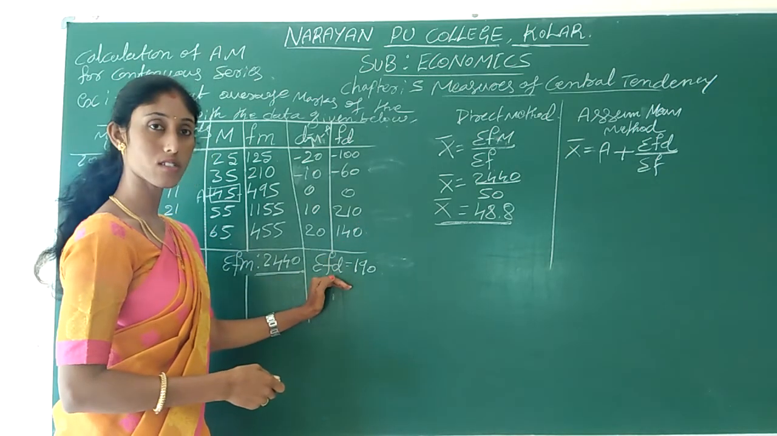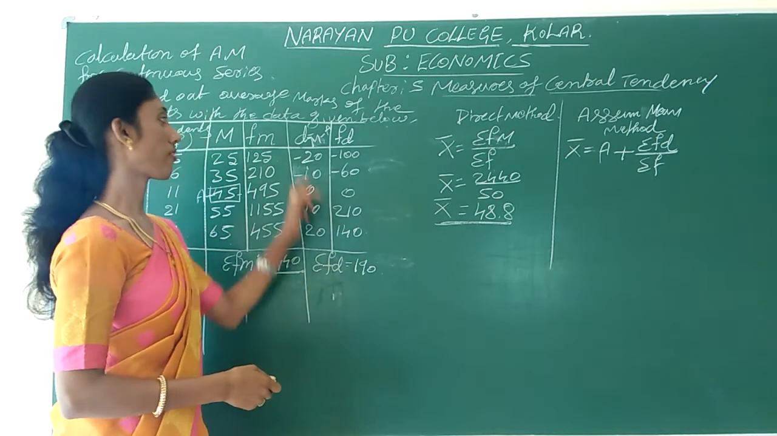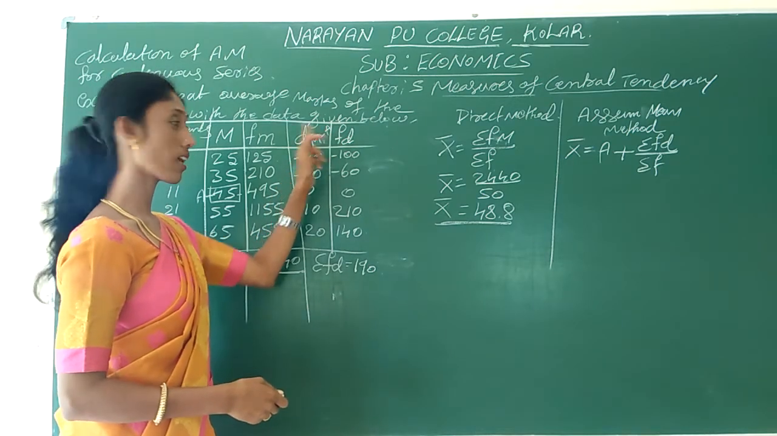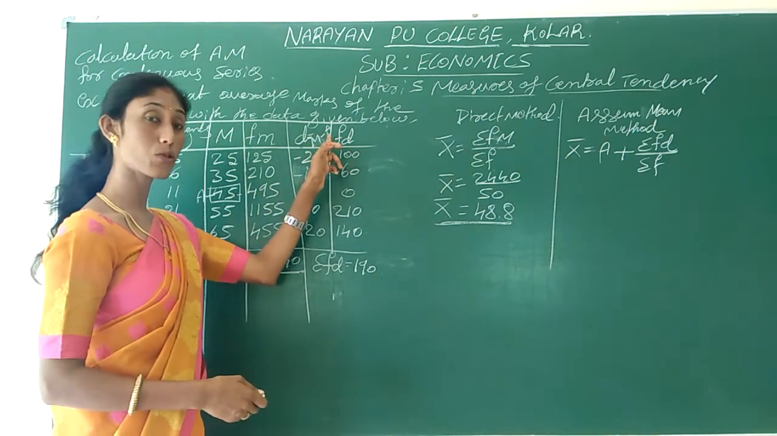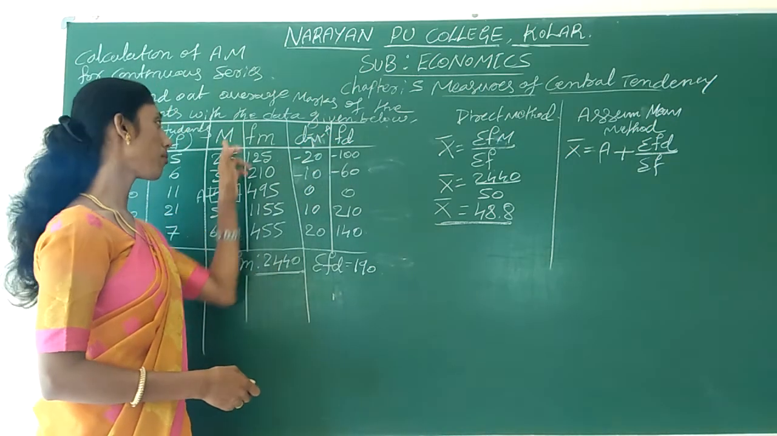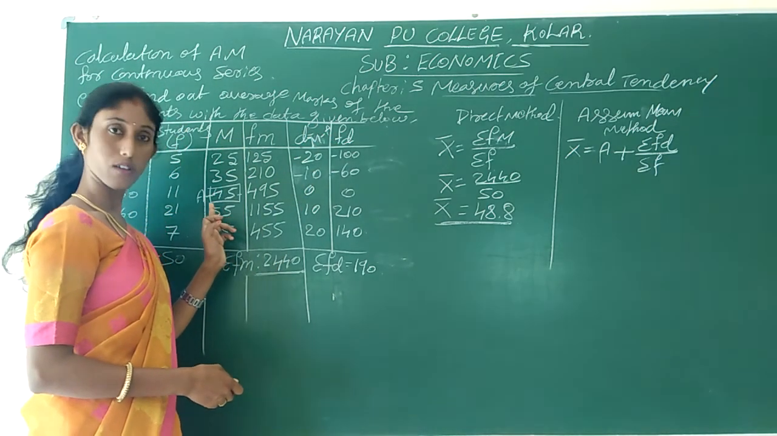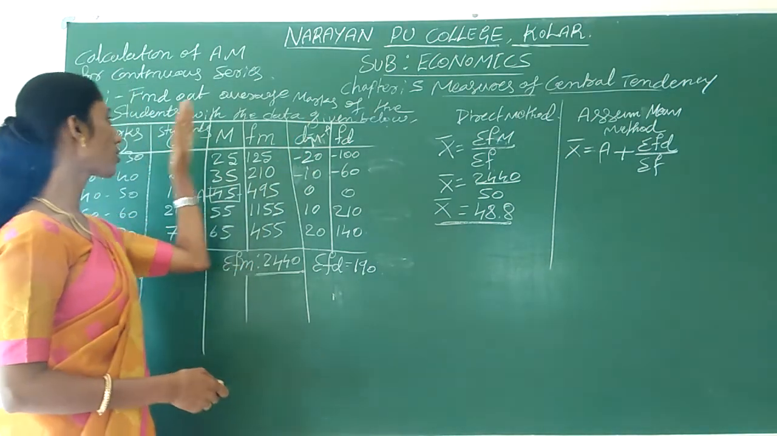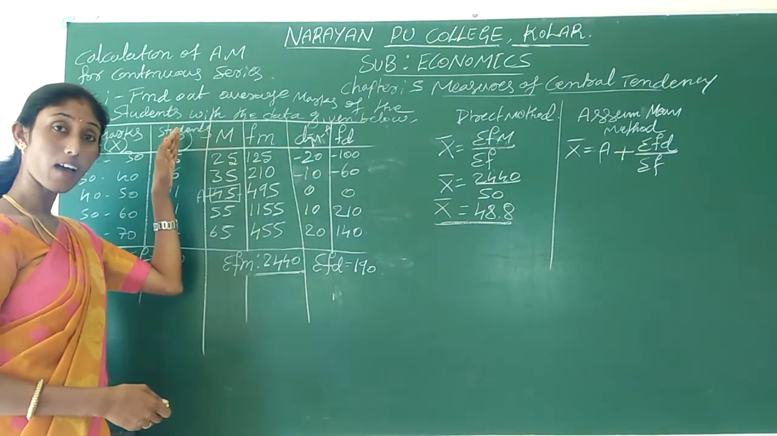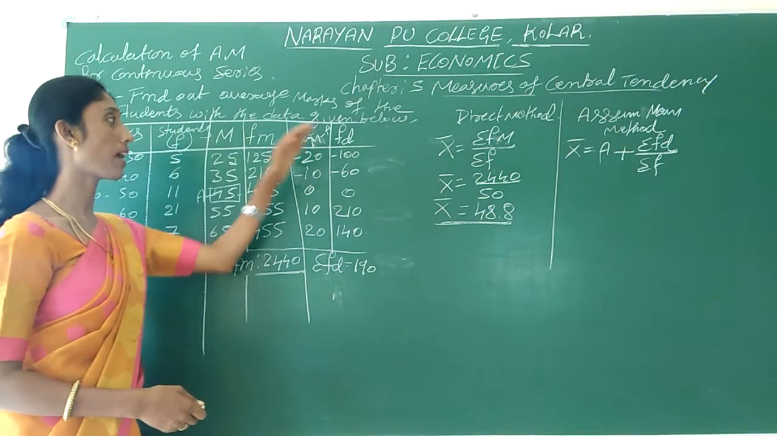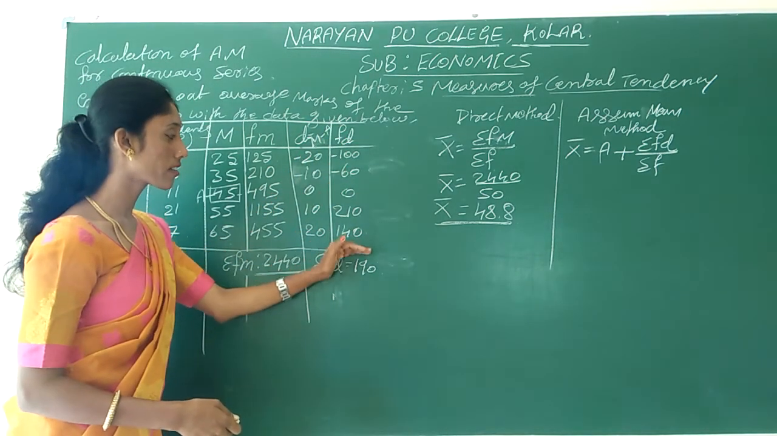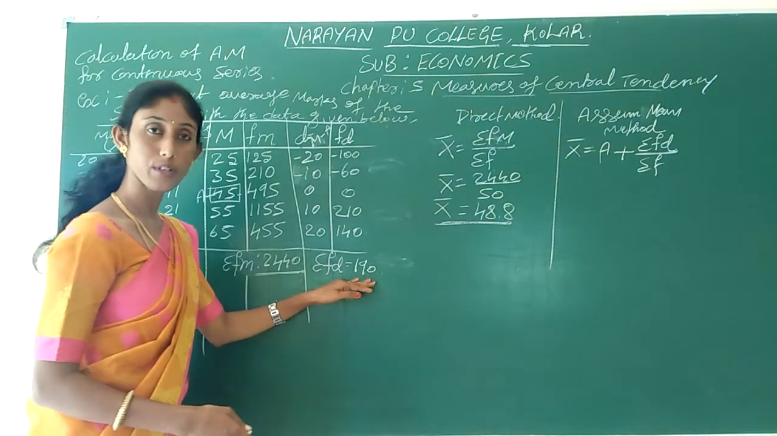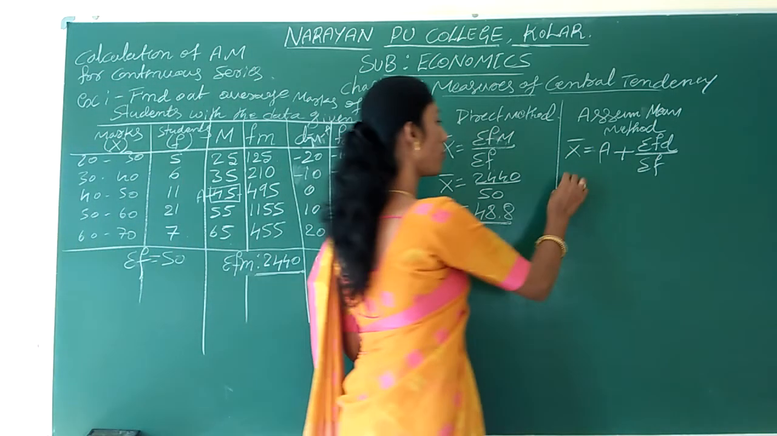Got it? How did we get the sigma f into d? By finding the deviation. The deviation formula is m minus a. M means midpoint, a means assumed mean, which we take from this midpoint. After finding these d values, we multiply with the f, the frequencies, and after adding all these f into d values, we get sigma f into d. Now we will apply our formula.